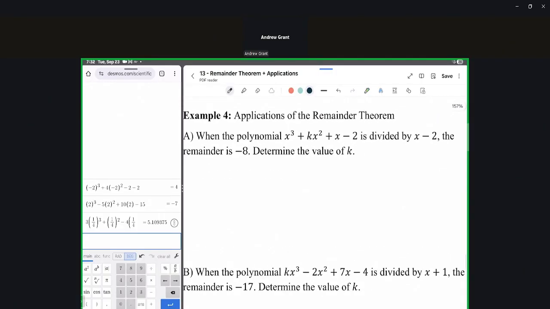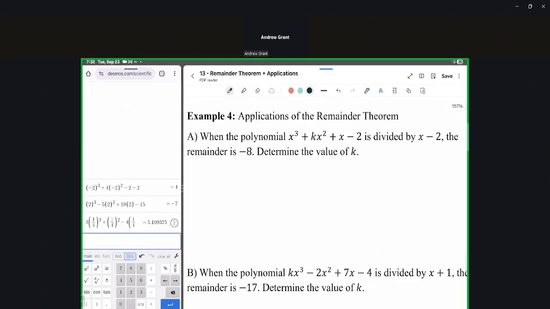And so when the polynomial x to the power of 3 plus kx squared plus x minus 2 is divided by x minus 2, the remainder is negative 8. So we're going to determine the value of k. And so remember, we're going to set x minus 2 equal to 0. So that means here x will be equal to 2. And so f of 2 is going to be equal to 2 to the power of 3 plus k times 2 to the power of 2 plus 2 minus 2.